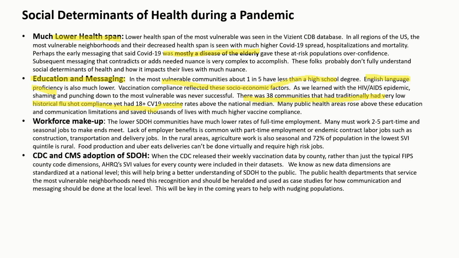We probably need to rethink how we can actually help them to communicate and use these as case studies for success. And another summary is on the workforce makeup. These groups not only have less virtual type jobs, they also have lower rates of full-time employment. Many must work 2 to 5 part-time and seasonal jobs to make ends meet. Lack of employer benefits with part-time employment really makes it difficult for this population to be protected.